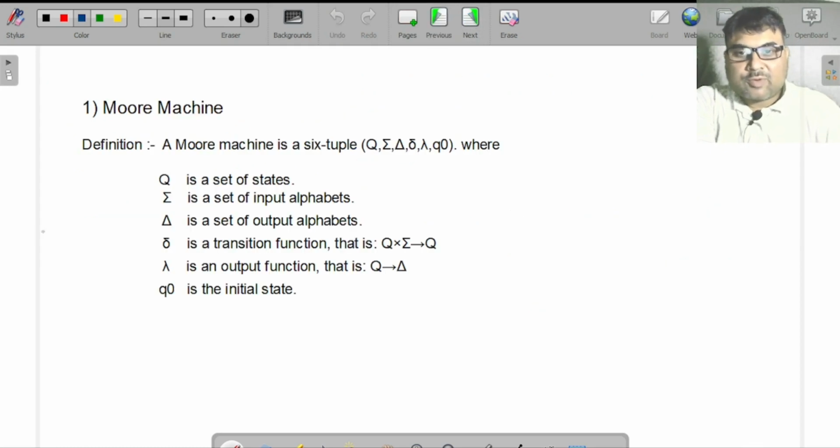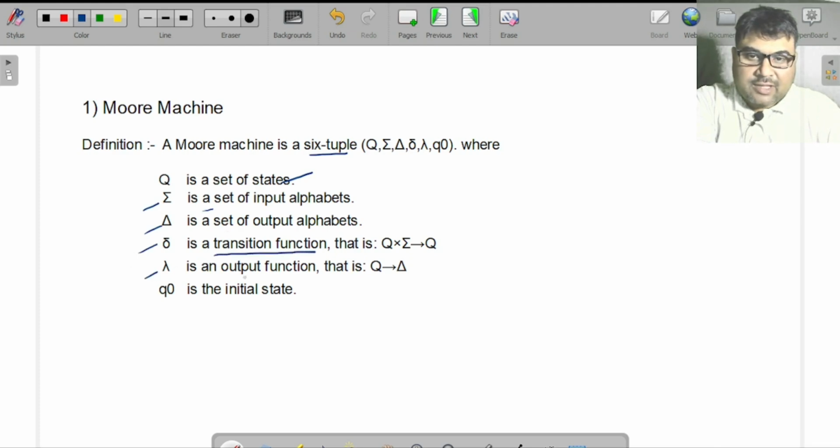Let's talk about the Moore machine. According to the definition, it is a six tuple machine where Q is a set of states, sigma is the input alphabet, big delta is the output alphabet, delta is the transition function, lambda is the output function, and Q naught is the initial state.